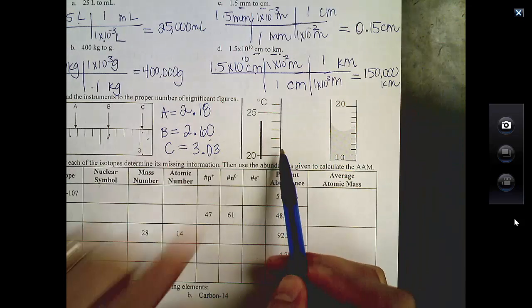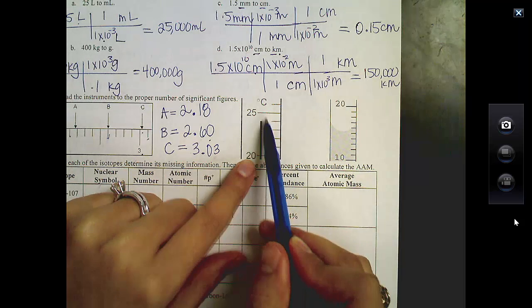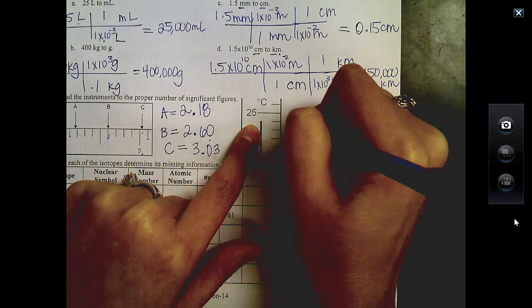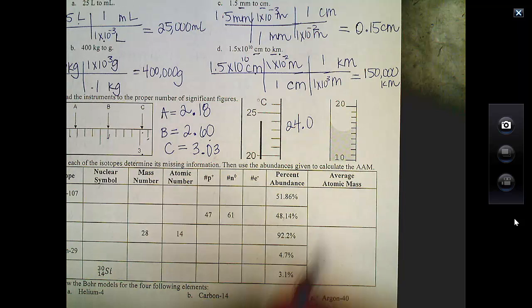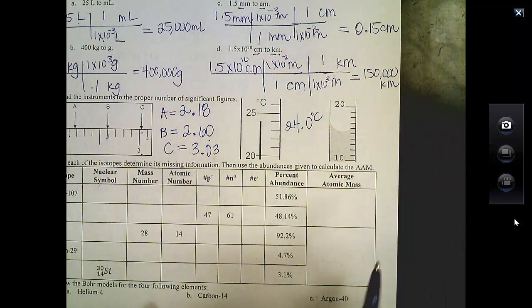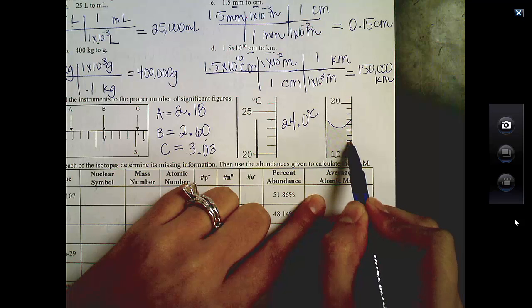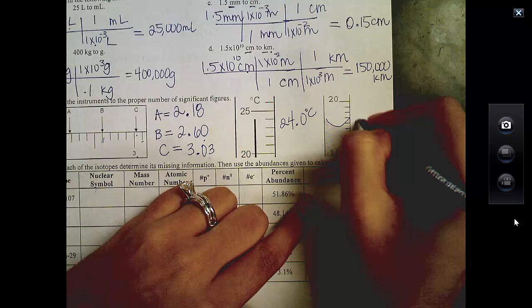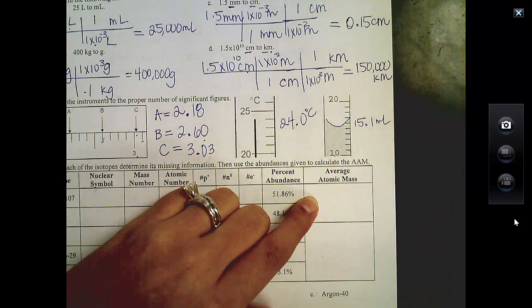These would be similar, so I can see that this is 20, 21, 22, 23, 24, 25. So it looks very close to 24. I can estimate that it's exactly on the 24 line by putting a 0 there, so degrees Celsius. This one I read the graduated cylinder using the bottom of the meniscus, and so I have 10, 11, 12, 13, 14, 15. Maybe it appears just above the 15 line, so I could estimate 15.1 milliliters.